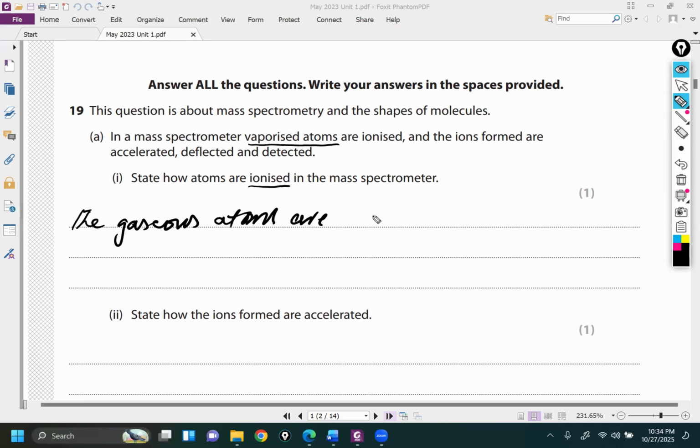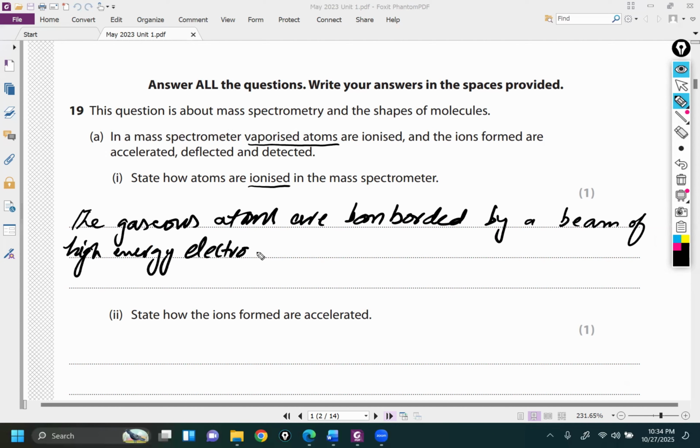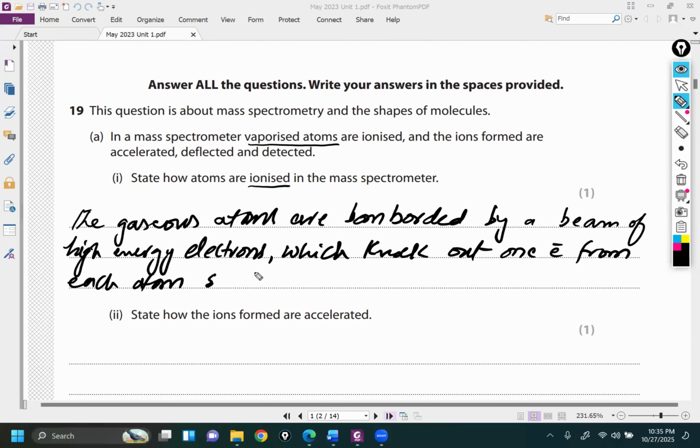are bombarded by a beam of high energy electrons which knock out one electron from each atom and turn them into positive ions.